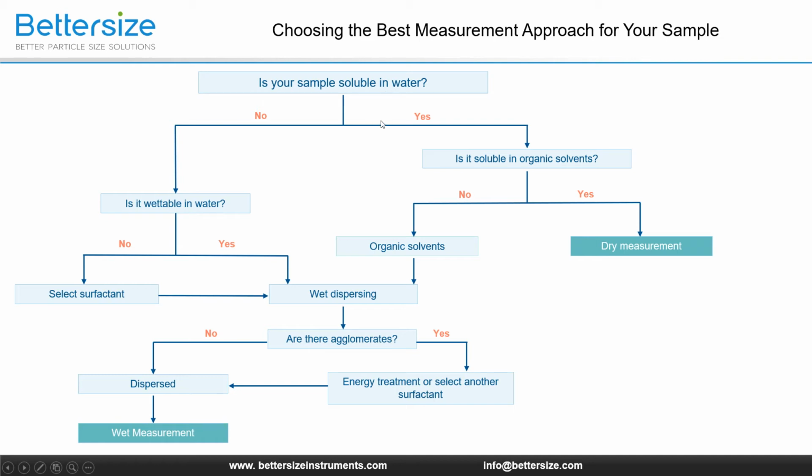If your sample is soluble in water and organic solvents, choose dry measurement, which uses air or other gases to disperse the particles. If your sample is soluble in water but not soluble in organic solvents, it is possible to find an appropriate organic solvent as the dispersion medium. If your sample is insoluble in water and can be wetted in water, water may be a good choice. If necessary, you can choose energy treatment or select appropriate surfactants until the agglomerates are removed, and then measure the particle size distribution of your sample in a good dispersion state.